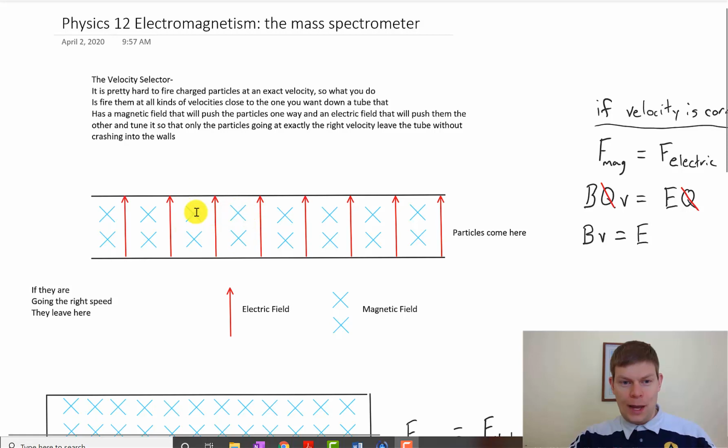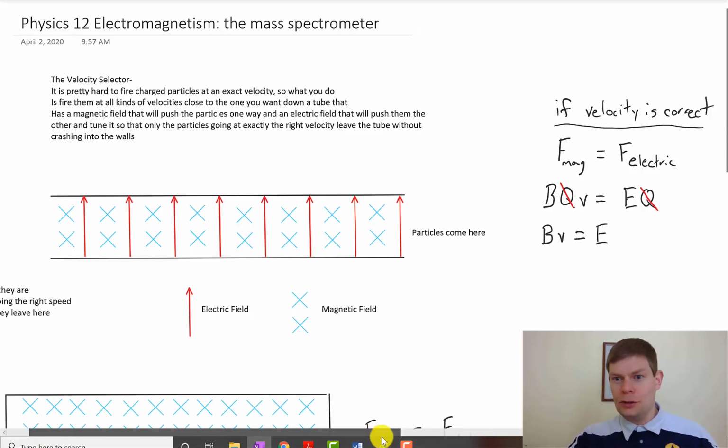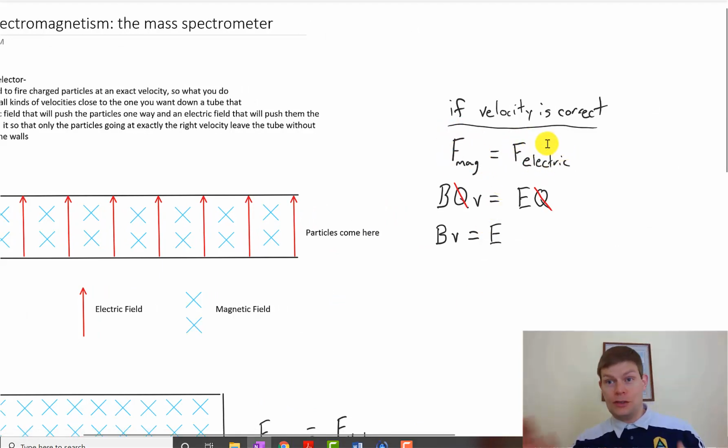And if you've got a known magnetic field, you can just adjust your voltage between the two plates. Remember, electric field strength equals your voltage between the plates divided by the distance between them in meters. So you can change the voltage between the plates, that changes the electric field, and from that you've got a velocity selector. You can change what velocity comes out. So if you want to figure out what velocity is going to come out, here's what you do. You've got your magnetic force equaling your electric force when the velocity is just right, when the velocity is what you want it to be.